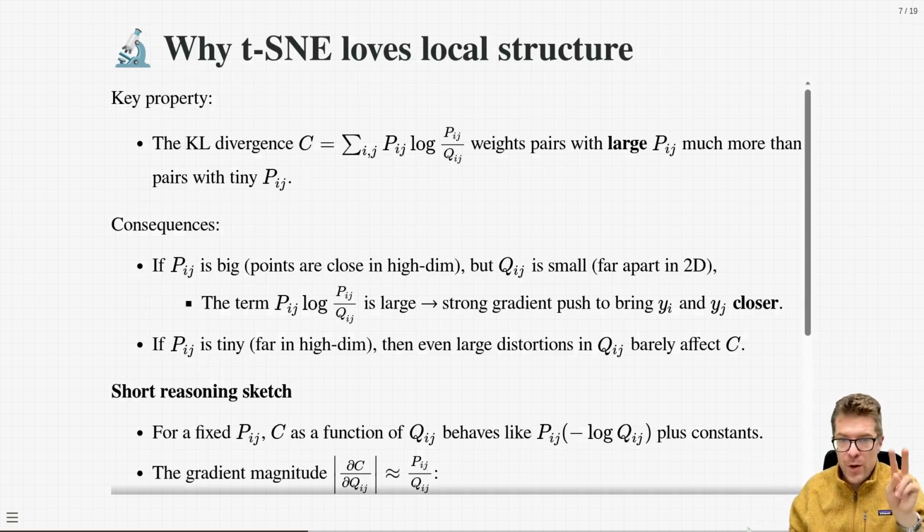On the other hand, if 2 points are already far apart in the original space, so the P is very small because the probability of these being neighbors originally is very small, and in Q, it's also very small because the probability of them being neighbors in the new space is very small. Maybe it's medium distance, maybe it's super far apart. 2 dimensions barely changes the loss. The optimizer doesn't care. It's a bit more free to shuffle the clusters around a little bit, if that makes sense.